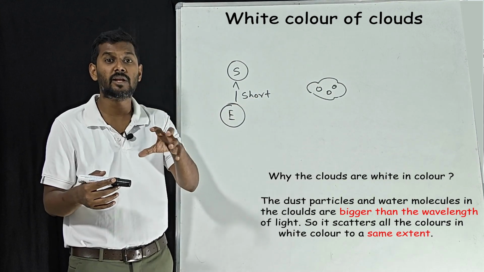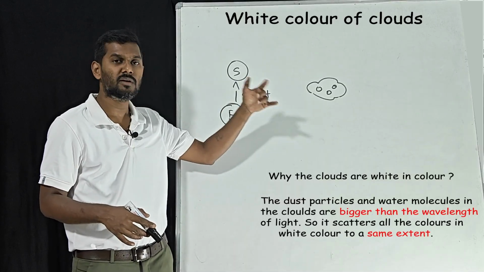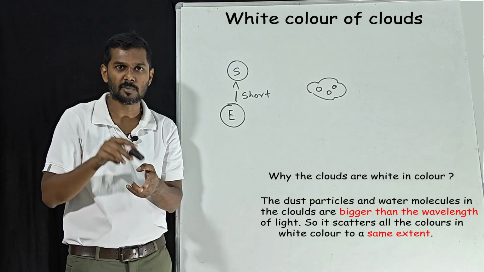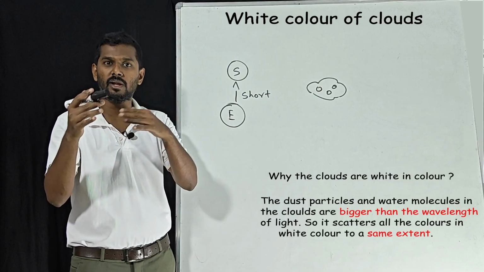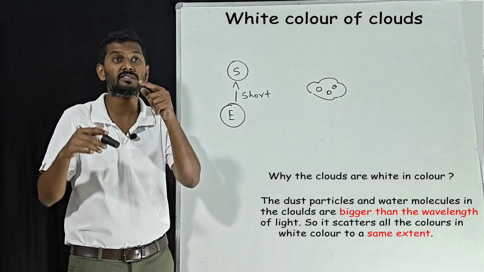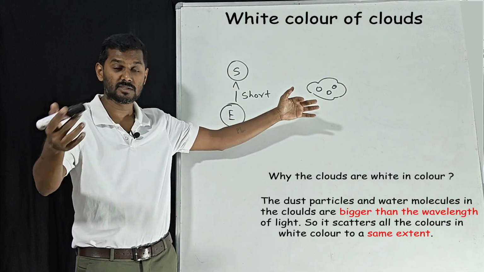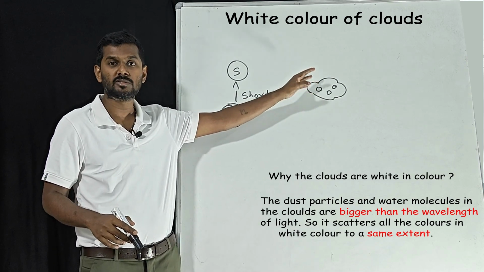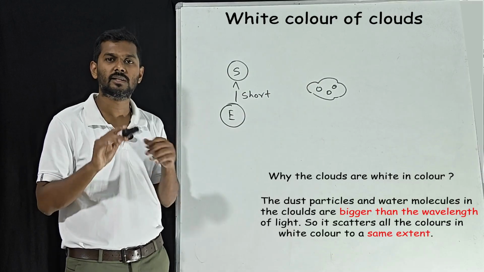When the scattering is happening to the same extent for all the colors, we see it as white. When the blue color scatters to a maximum extent, it becomes absent, and we can see only red color. If the scattering of blue color takes place to a limited extent, then we can see the color as blue. Here all the colors are scattering to the same extent. Why? Because the size of the water molecules and the dust particles in the clouds is bigger than the wavelength of light. So if you write this much, that is enough.